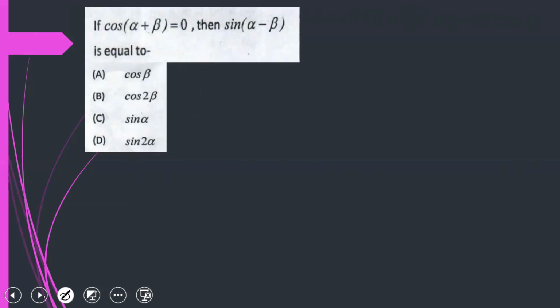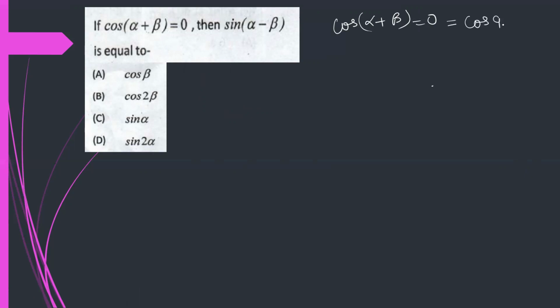If cos of alpha plus beta equals 0 and sin of alpha minus beta is equal to cos beta, cos 2 beta, sin alpha, sin 2 alpha. So we need to solve this problem. Now, how will we solve this problem? Let's see. We are provided with cos alpha plus beta equals 0, which can further be written as cos 90 degrees, because cos 90 gives you 0, which means your alpha plus beta equals 90 degrees.